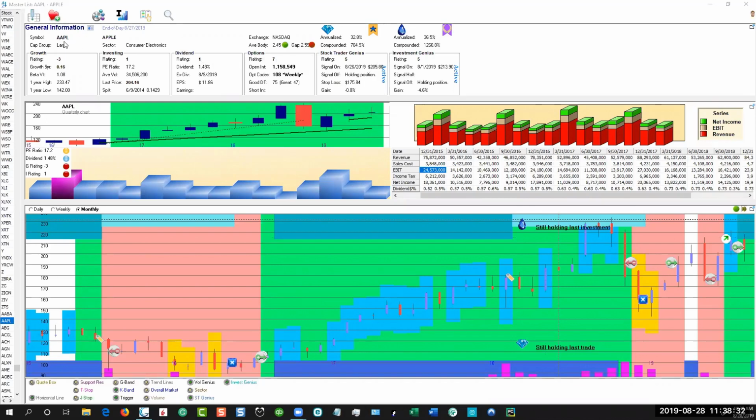Now, we've got a stock right here. It's Apple, and we have all these ratings: one for growth, investing, dividend, options, and then these other two special ones, Stock Trader Genius and Investment Genius. Could we go ahead and start with growth right here and just talk about what that growth rating means and how to use it?